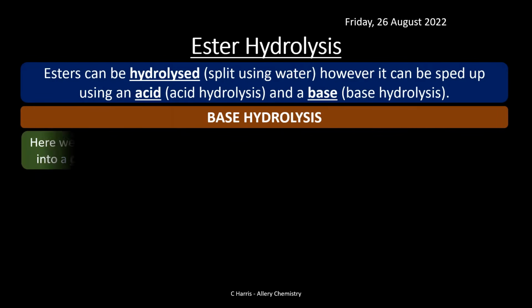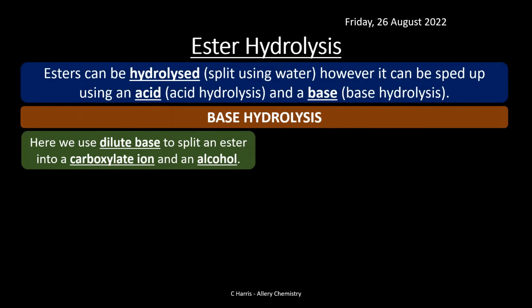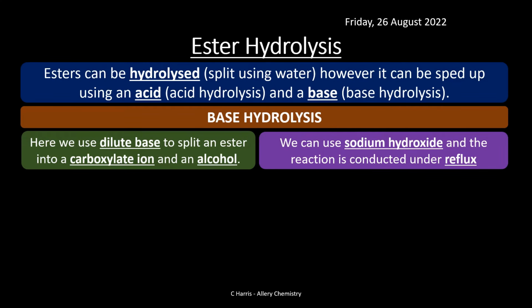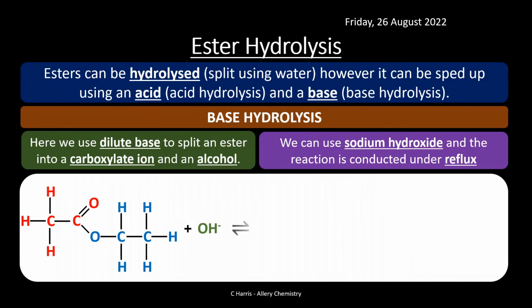Okay, let's look at base hydrolysis. So here we're going to use a dilute base instead to split the ester, and we're going to split that into a carboxylate ion and an alcohol. And obviously here we're using sodium hydroxide. We conduct the reaction under reflux, so that's obviously heating it up with your Liebig condenser vertically upwards.